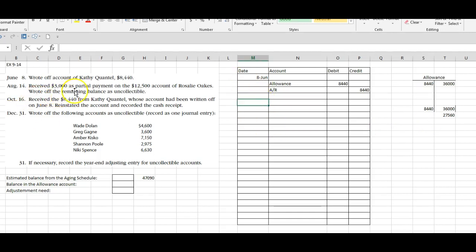Now, we received $3,000 as a partial payment on the $12,500 account of Oaks and wrote off the remaining. Well, first of all, I know cash got debited for $3,000. And she owed us a total of $12,000. So, we're going to write that off out of the account.